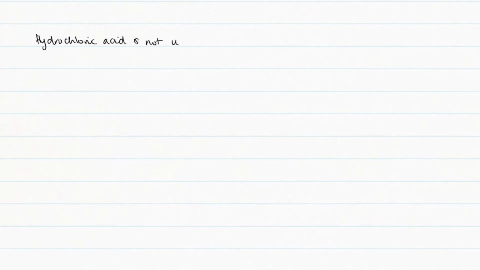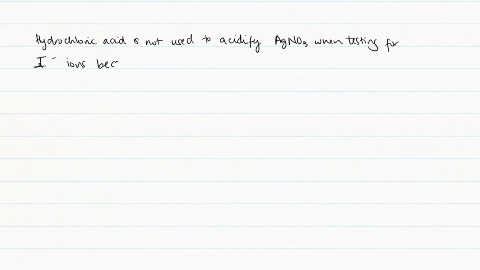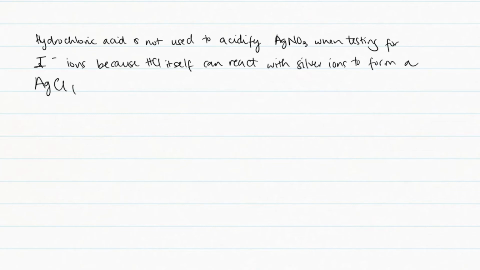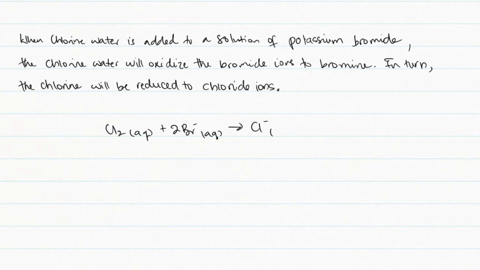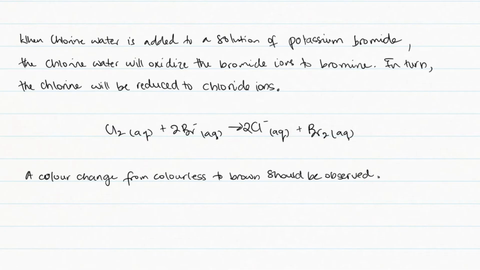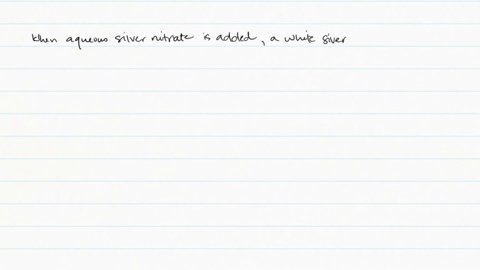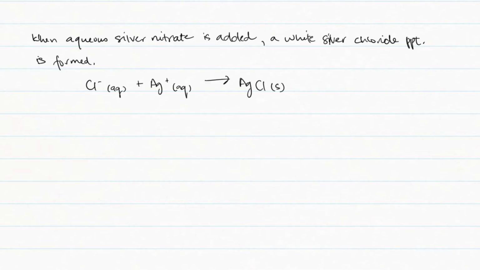Hydrochloric acid is not used to acidify silver nitrate solution when testing for iodide ions because hydrochloric acid itself can react with silver ions to form the silver chloride precipitate. When chlorine water is added to a solution of potassium bromide, the chlorine water will oxidize the bromide ions to bromine. In turn, the chlorine will be reduced to chloride ions. A color change from colorless to brown should be observed. When aqueous silver nitrate is added, a white silver chloride precipitate is formed.